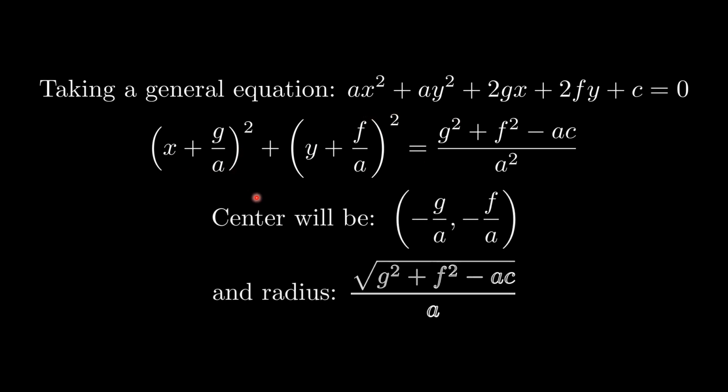So what we see here is that the center will be minus g, minus f, and the radius now will be the square root of what we see on the right hand side here, which is the square root of g squared plus f squared minus ac over a. And from these general expressions, there are a couple of things that we may be able to deduce.